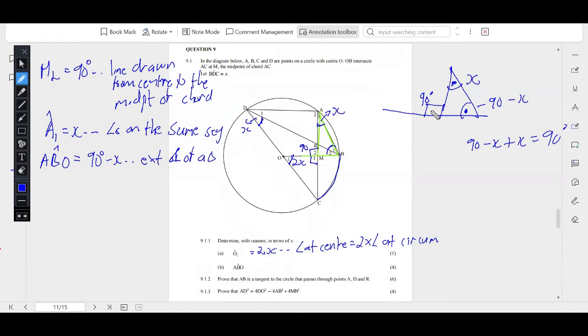Now, if you don't see that, you can also use the fact that if there is 90 here, sum of angles on a straight line, that means you also must have 90 here. And then you can use the sum of interior angles of a triangle. Also, you'll be able to get 90 minus X there.